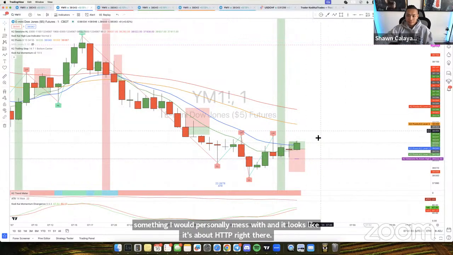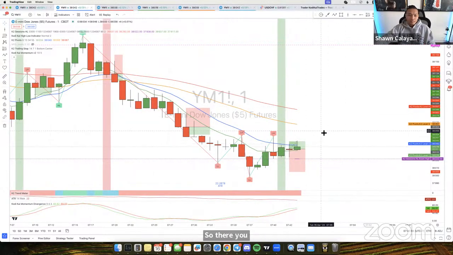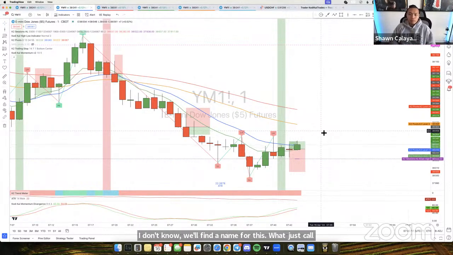So there you go, Madhu. Another, I don't know, we'll find a name for this. We'll just call it a momentum scalp with divergence. You can just call it that. But that's nice. It worked out perfect.